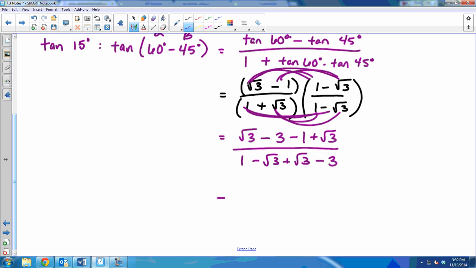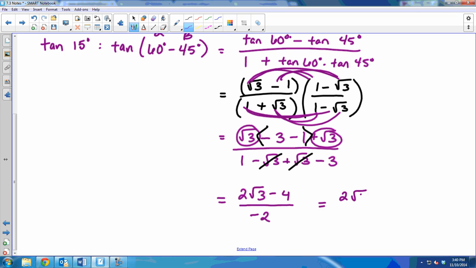So now we're just going to simplify. The square root of 3 plus the square root of 3 is 2 square roots of 3. And then negative 3 minus 1 is negative 4. In the denominator, negative square root of 3 plus square root of 3 cancel out. And so you're left with 1 minus 3, and that's negative 2. That's the same as if you split this into two separate fractions.